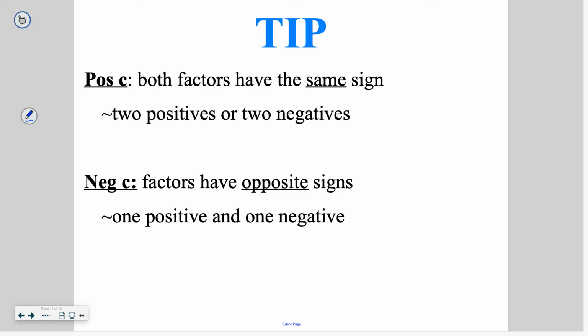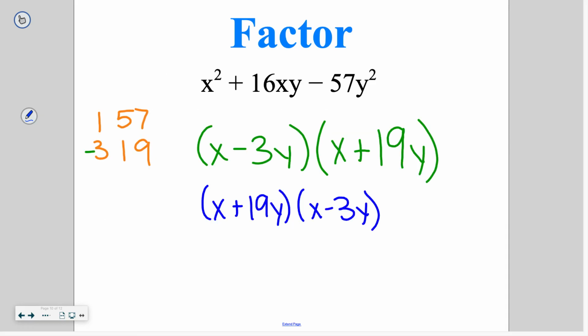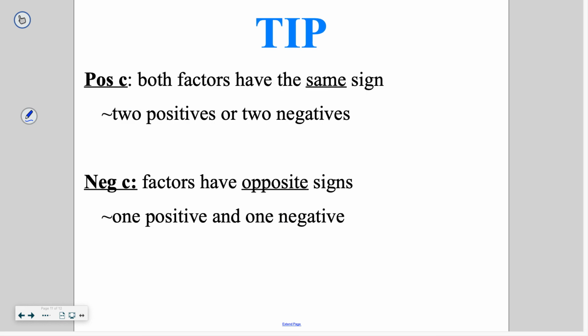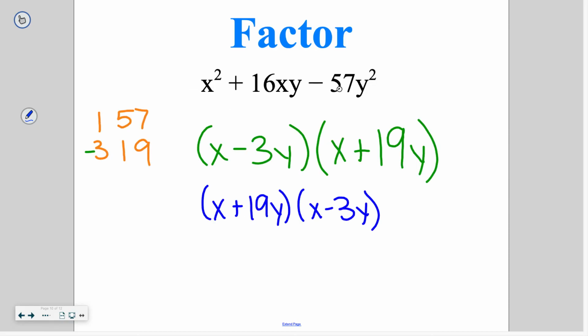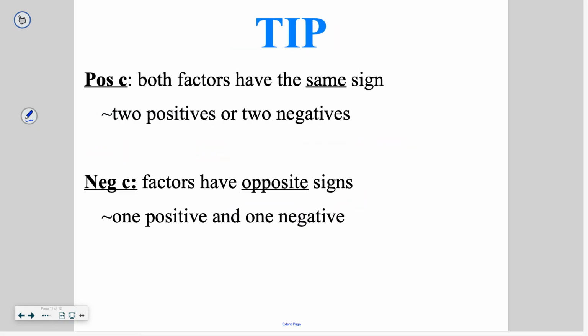Last thing, quick summary here, which if you haven't caught this yet, could be some helpful information to write down. If you have a positive c value, so if this last number here is positive, that means both factors have to have the same sign. So you're either going to have two positives if that middle value is positive, or two negatives if that middle value is negative. If you have a negative c, so if this last number is negative, you're going to have one positive and one negative.